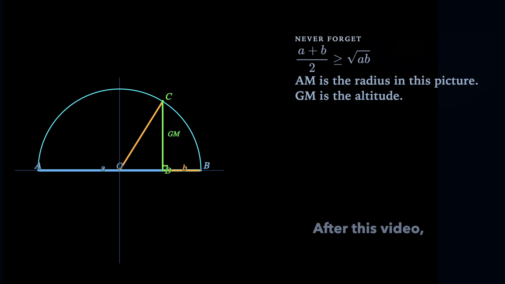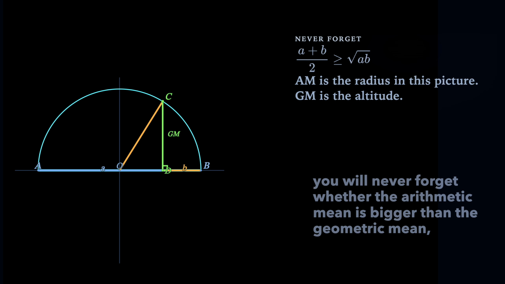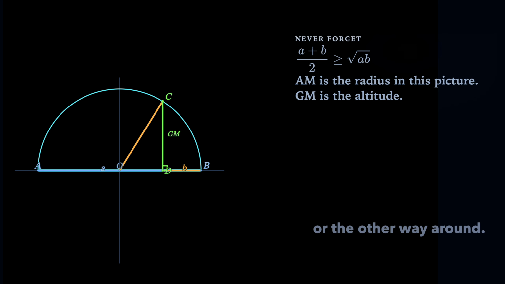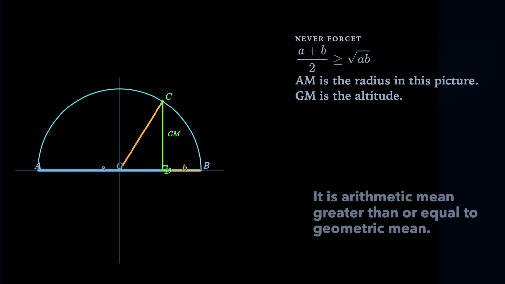After this video, you will never forget whether the arithmetic mean is bigger than the geometric mean or the other way around. The picture makes the answer permanent. It is arithmetic mean greater than or equal to geometric mean.